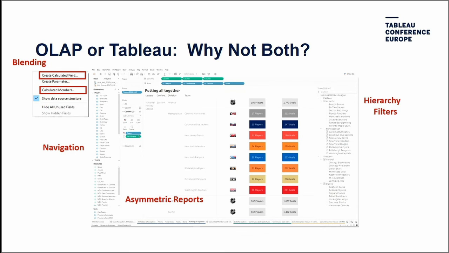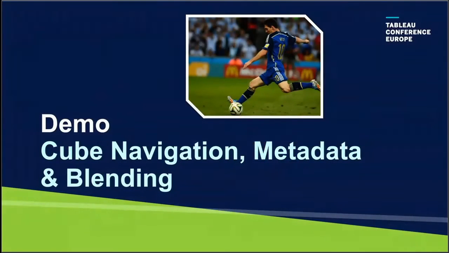Asymmetric reports we'll go into. I'm not going to explain what that is until we see them. And hierarchy filters are something that we inherit from cube structures, which are actually quite nice. That provides quite a lean way to analyze hierarchical data that's in some ways better than the way Tableau natively does it on relational. Okay, so let's get into the first of that.